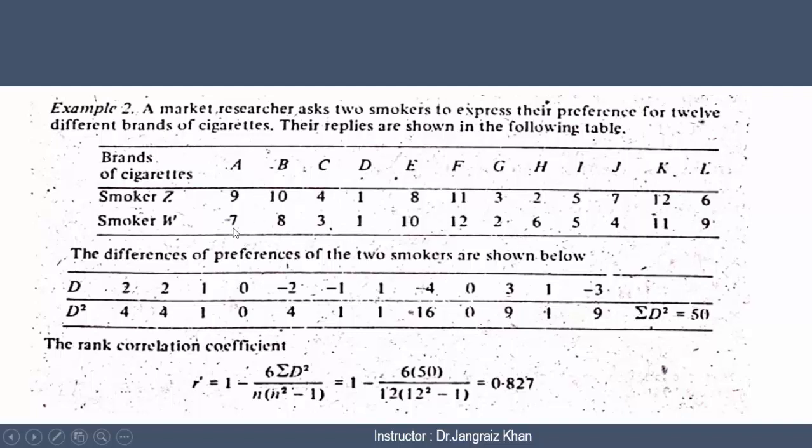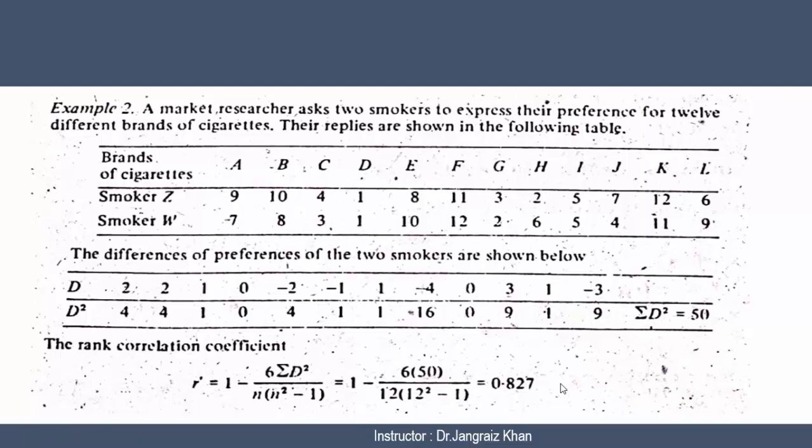We subtract in the same way the observations of W from Z, like 9 minus 7, 2, 10 minus 8, 2, 4 minus 3, 1, 1 minus 1, 0, 8 minus 10, minus 2, 11 minus 12, minus 1, 3 minus 2, 1, and so on. And then we square them and take the sum, and we get summation D square as 50, and when we put it in the formula, we get 0.8207.